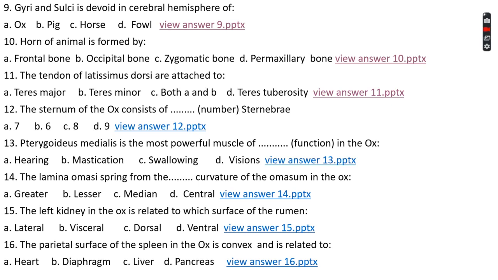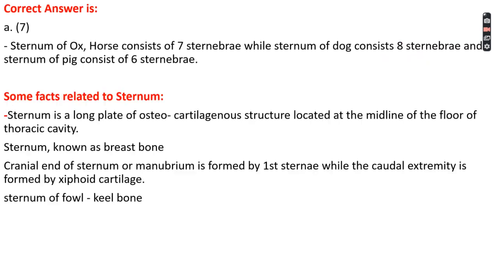Question number 12. The sternum of the ox consists of sternebrae: option A, 7 sternebrae; option B, 6 sternebrae; option C, 8 sternebrae; or option D, 9 sternebrae. The right answer is option A, that is 7 sternebrae. The sternum of ox and horse actually consists of 7 sternebrae, while the sternum of dog consists of 8 sternebrae and the sternum of pig consists of 6 sternebrae, okay.